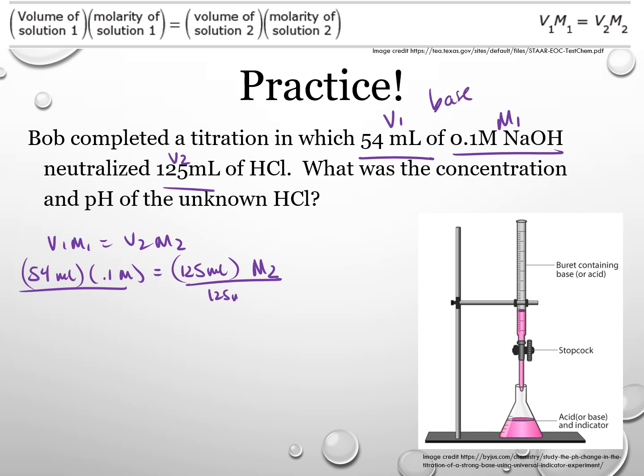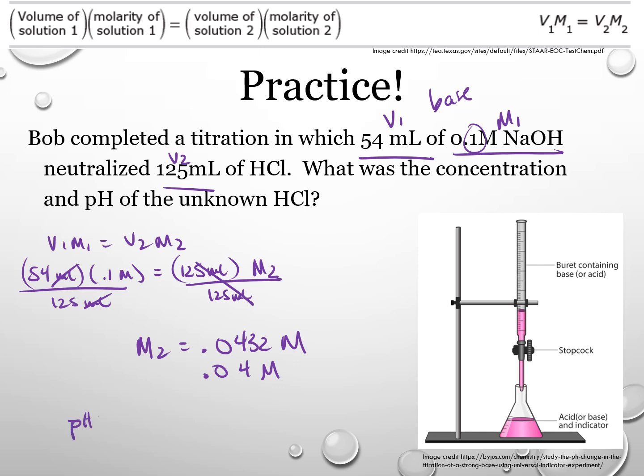Divide both sides by 125 milliliters to cancel that out. Milliliters cancels out over here on the left. With our calculator, 54 times 0.1 divided by 125 gives us a grand total of 0.0432 molar. Do a sig fig check, and it looks like we only get to keep one sig fig, so our final answer is 0.4 molar.